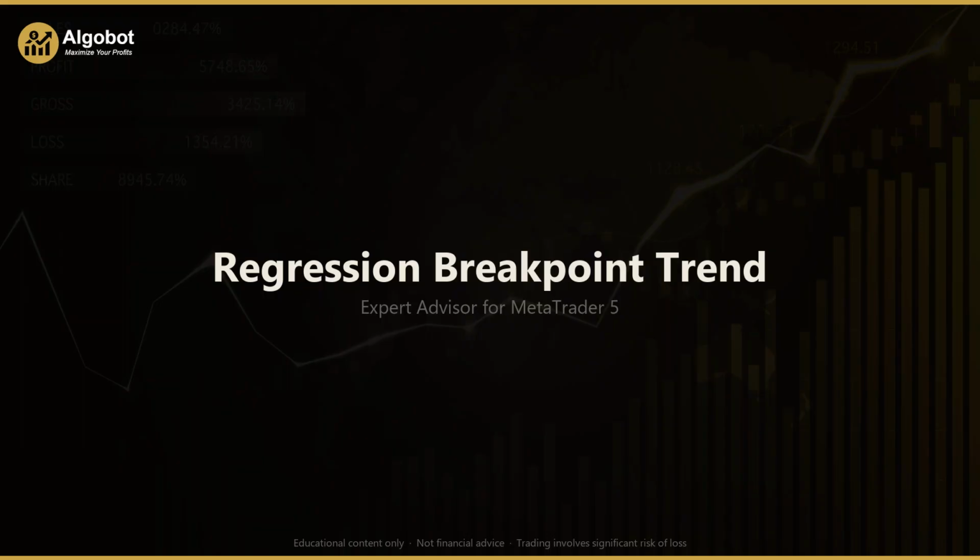I'm your host here at AlgoBot, and today we're studying an expert advisor called Regression Breakpoint Trend. This one is built on a genuine piece of econometrics, the Chow test for structural breaks, applied directly to price. Instead of waiting for a moving average to catch up, it asks whether the linear behavior of price has just changed. By the end of this video, you'll understand how it detects that change, how it decides direction, and how it manages risk. Let's get into it.